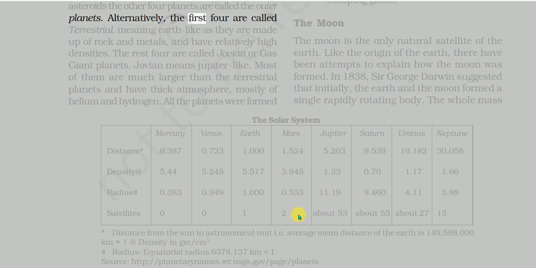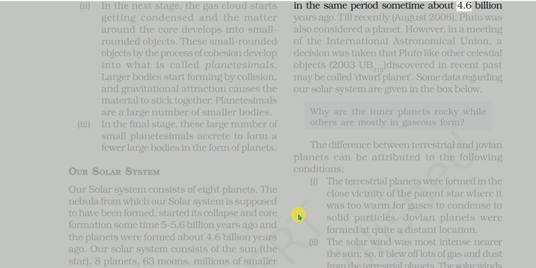Alternatively, the first 4 are called terrestrial, meaning Earth-like, as they are made up of rock and metals, and have relatively high densities. The rest 4 are called Jovian or gas giant planets. Jovian means Jupiter-like. Most of them are much larger than the terrestrial planets and have thick atmosphere, mostly of helium and hydrogen. All the planets were formed in the same period, sometime about 4.6 billion years ago.